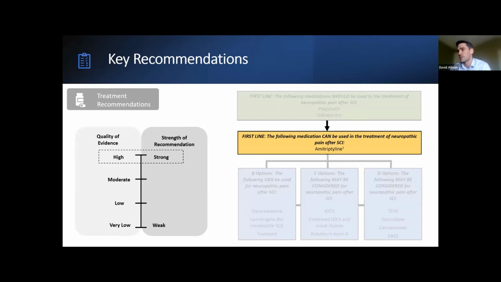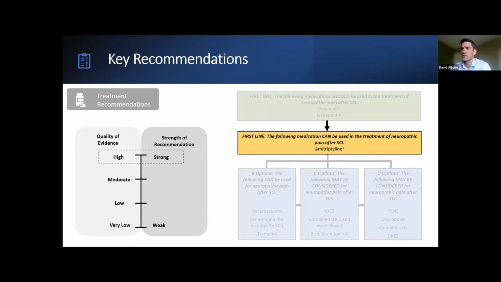So another treatment also that is considered first-line treatment for neuropathic pain after spinal cord injury is the tricyclic antidepressant amitriptyline. And so this one is also a first-line treatment based on the quality of evidence, strong studies showing that it is effective for reducing neuropathic pain.